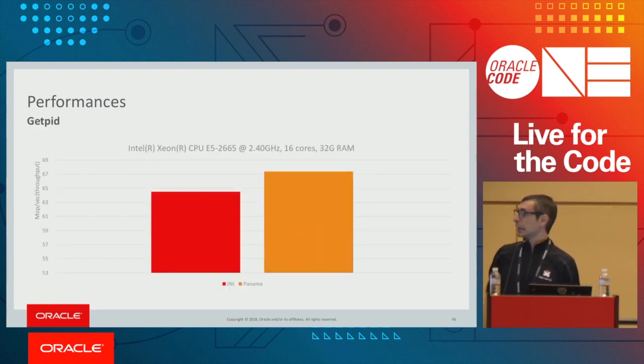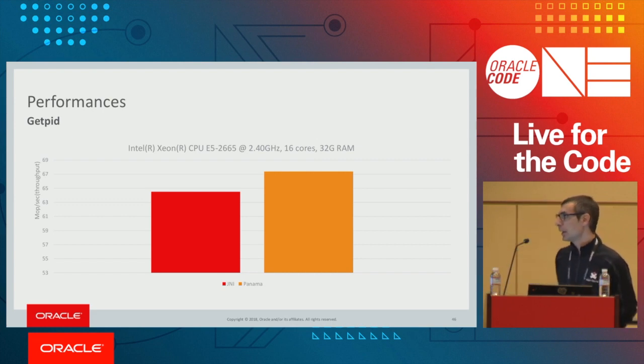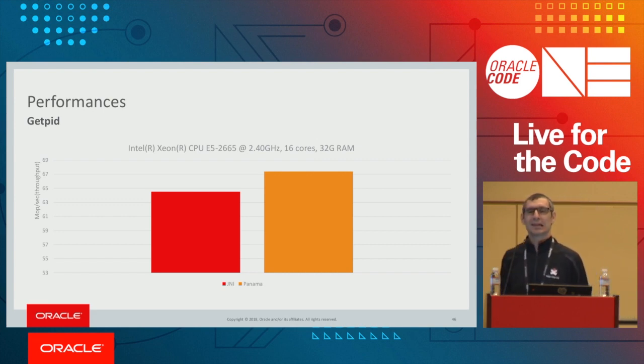So this is the throughput of a getpid call. The higher the bar, the better. And you can see that already Panama is slightly faster than JNI. It's not anything to write home about. So I wouldn't choose Panama if you were after performance for this, because it's not going to change your life.